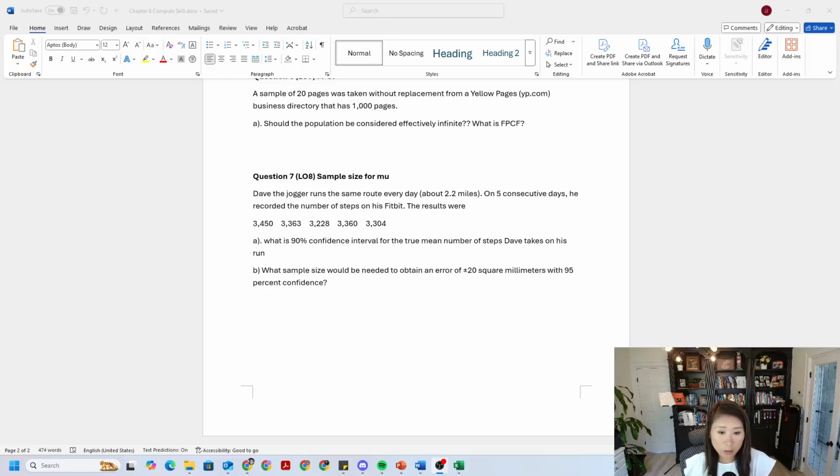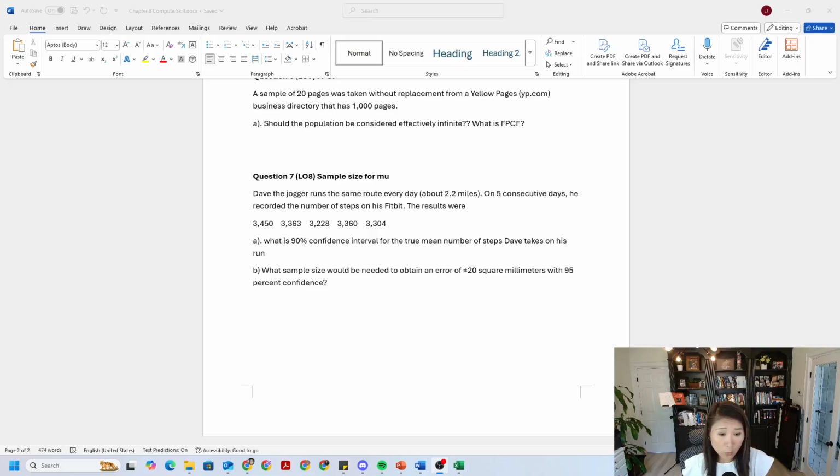We learned 2 formulas. One is the confidence interval for the mean when we know the population sigma. The other one is the confidence interval for the mean when we don't know the population sigma. Now we need to determine which scenario this is. As you read through this case, you know that we actually don't know the population sigma. Otherwise, we would be given it. The only thing we have is our sample data: 5 consecutive days, how many steps he took.